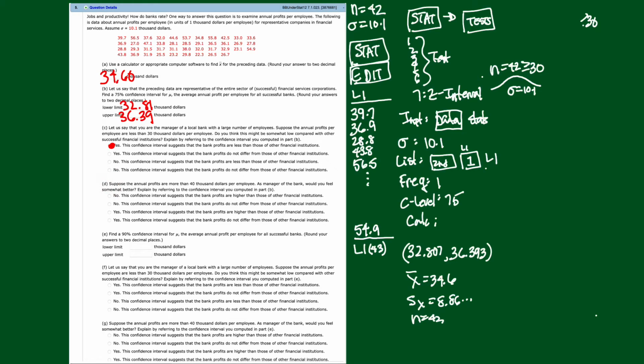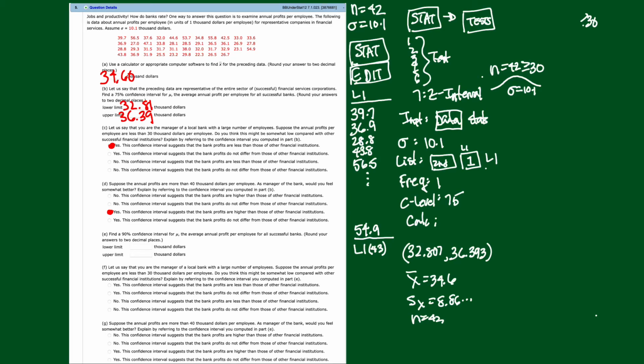Part D says, suppose the annual profits are more than $40,000 per employee. Would you feel somewhat better? Yeah, because look at our interval, 32.8 to 36.3 or 36.4, and we're up at 40. So we're probably doing better than most institutions. So I would say yes, because the interval suggests the banks are higher. All right, so I'm going to go with that one. Let me see if I can mark that one.